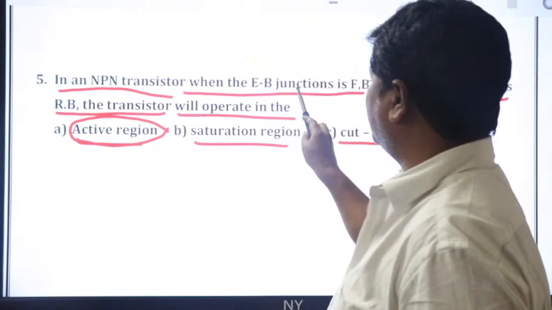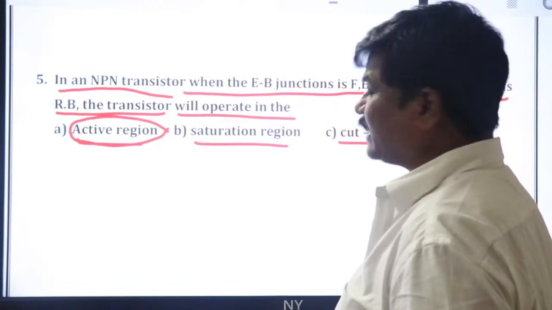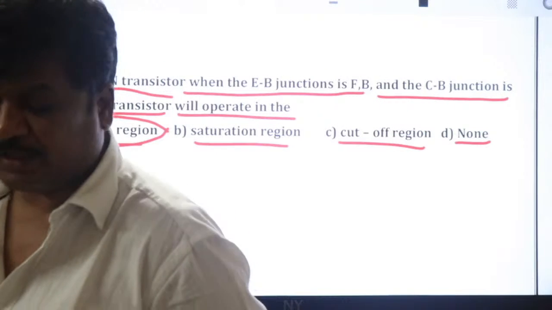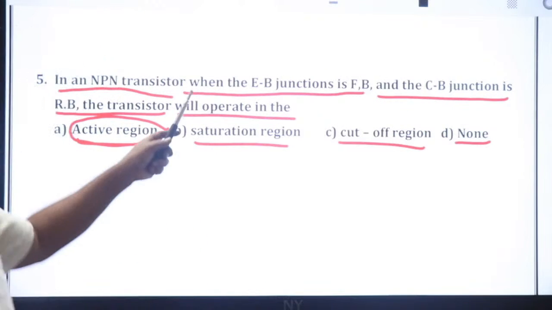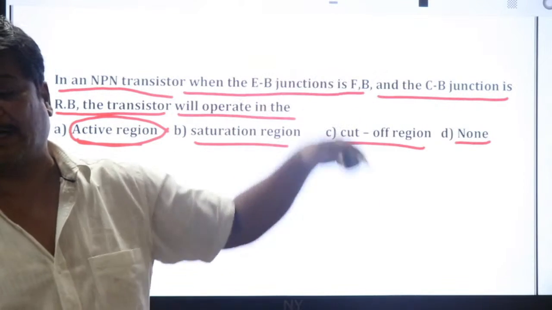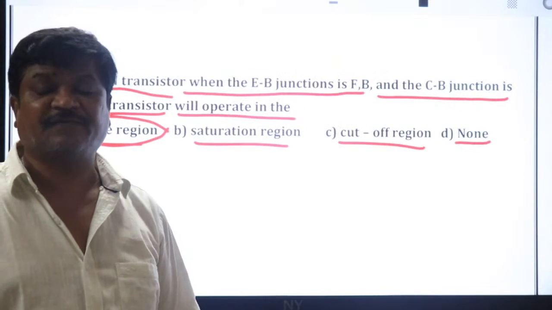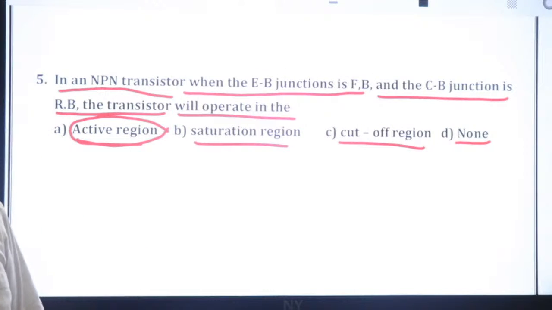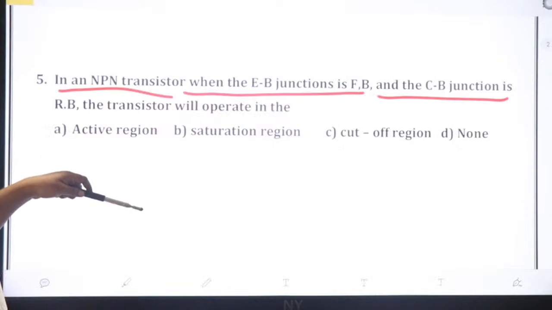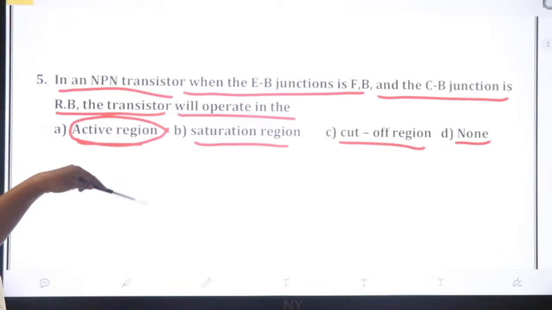Suppose the emitter base junction is forward biased and the collector base junction is also forward biased. That is the saturation region. When the emitter base junction is reverse biased and the collector base junction is reverse biased, that is the cutoff region. For this question, the active region is the right answer.